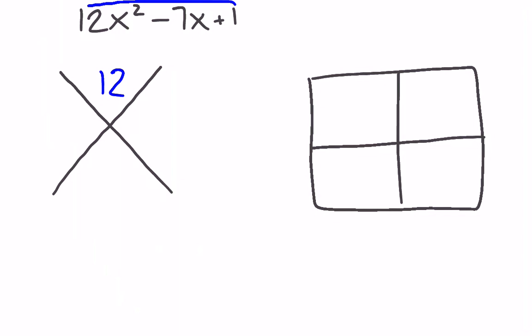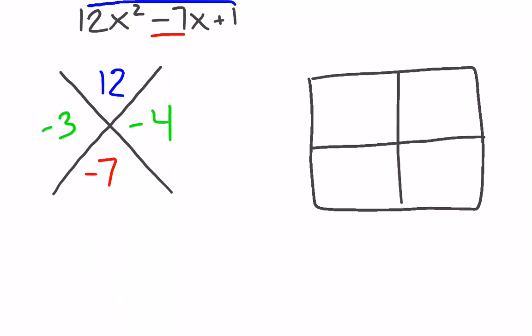And you can know you skip this step sometimes when you just can't figure out something to work with the x. And then just like yesterday, our negative 7 goes at the bottom, and we still ask ourselves what multiplies to 12 and adds to negative 7: negative 3, negative 4. Still doesn't matter which order I do that.